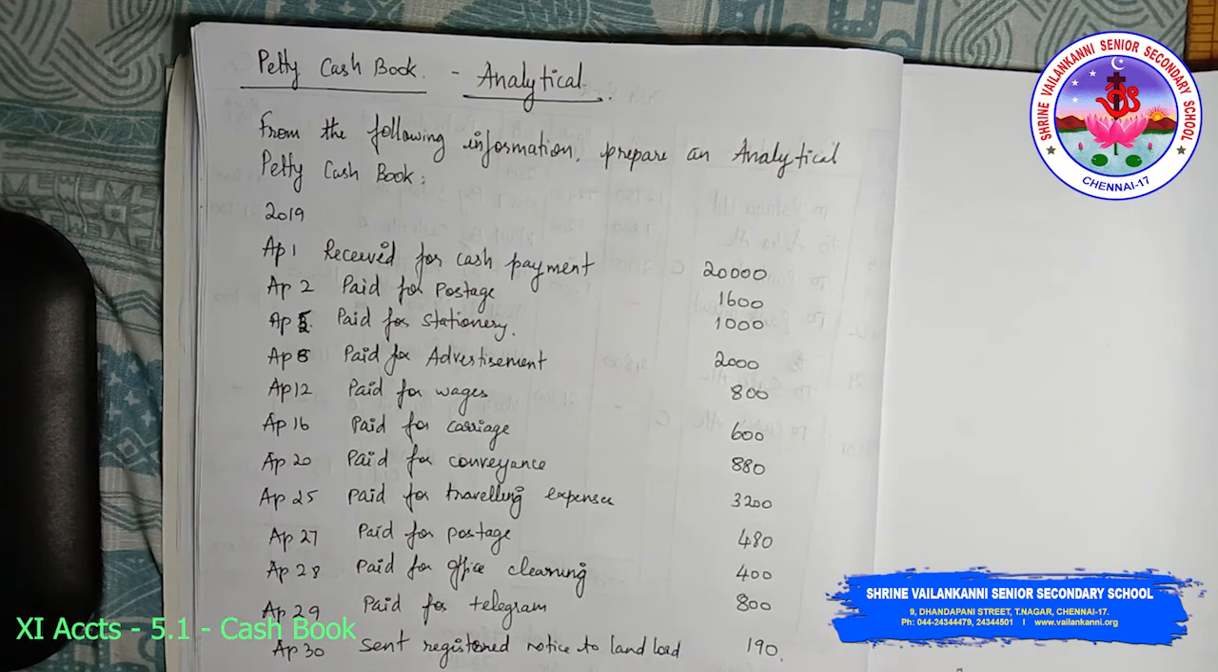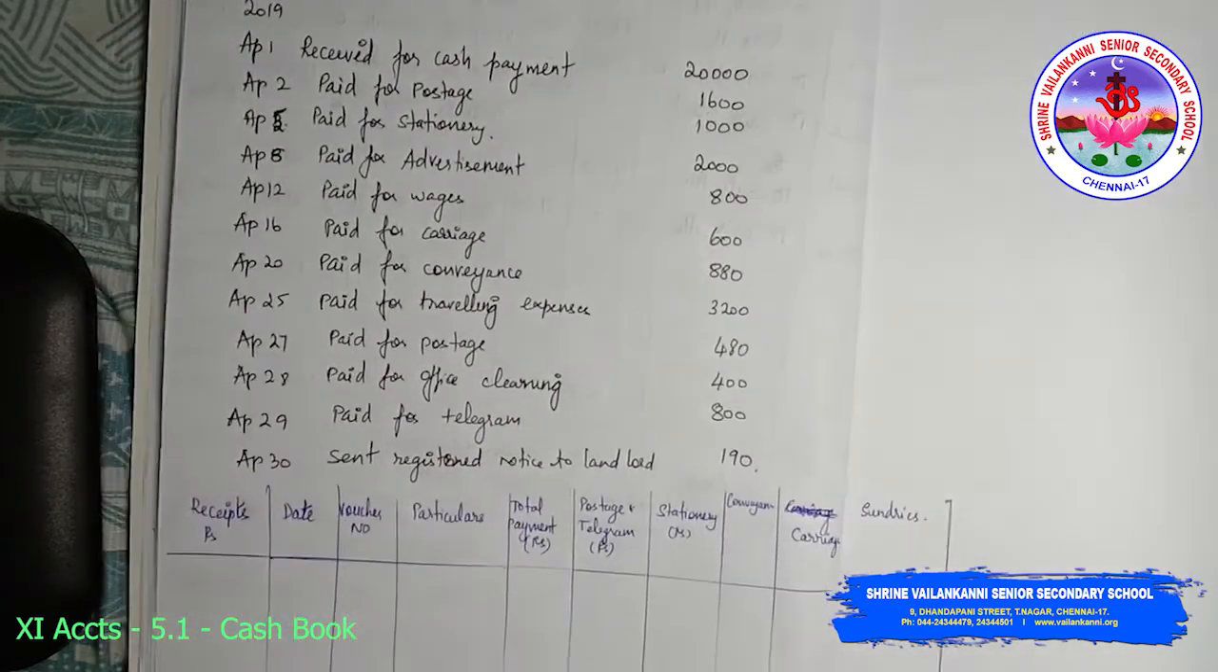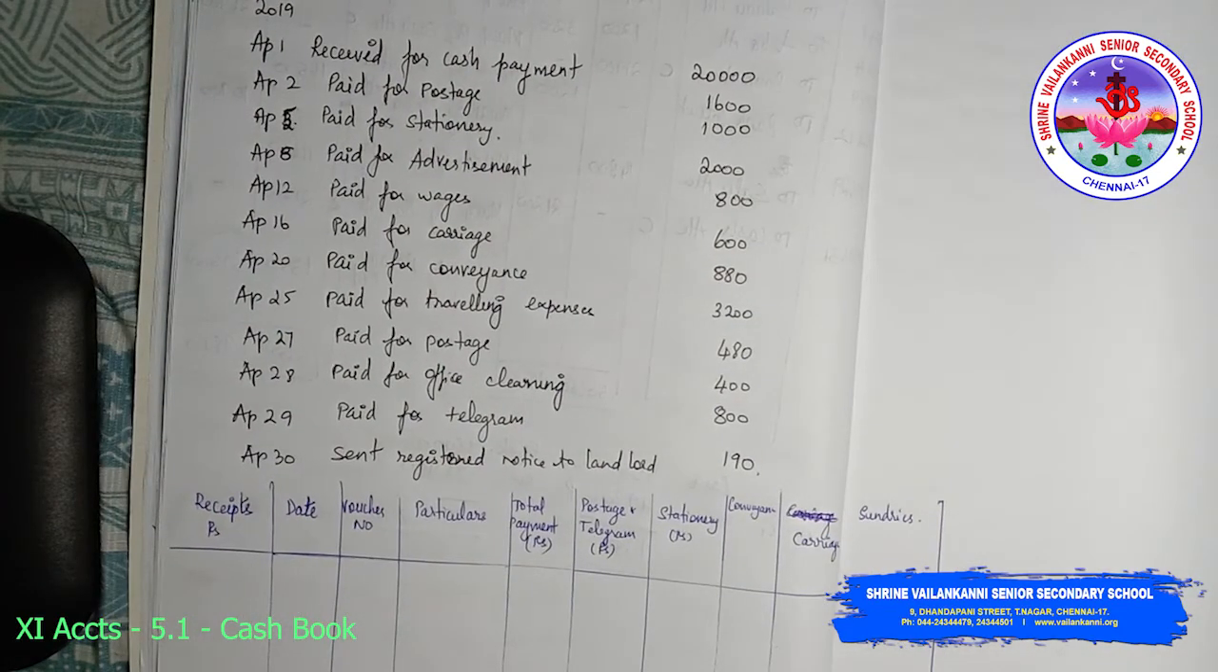2019 April 1, received for cash payment 20,000. April 2, paid for postage 1600. April 5, paid for stationery 1000. April 8, paid for advertisement 2000. April 12, paid for wages 800. April 16, paid for carriage 600. April 20, paid for conveyance 880. April 25, paid for traveling expenses 3200.